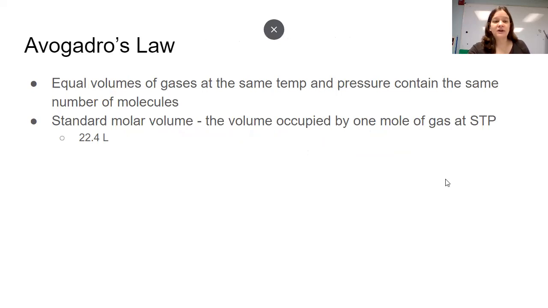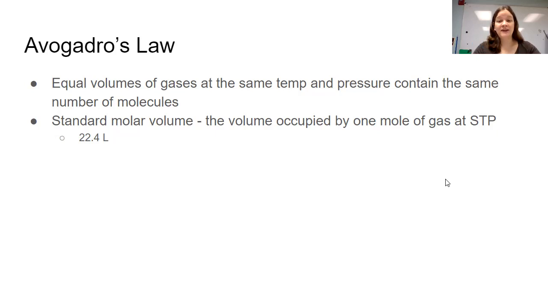Avogadro's law is the second thing we need to discuss before we can move on. Avogadro's law states that if you have equal volumes of 2 different gases at the same temperature and the same pressure, it doesn't matter what that temperature and pressure is, as long as it's the same, they will contain the same number of molecules. So this is what we call standard molar volume. This is the same guy that came up with the number of molecules in a mole of any substance.